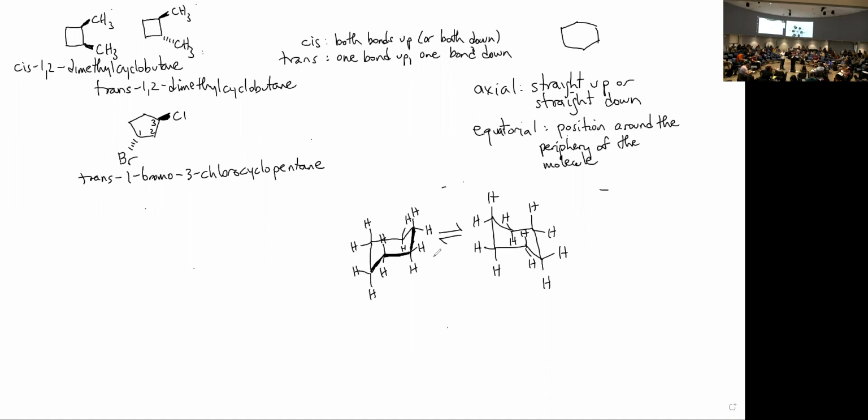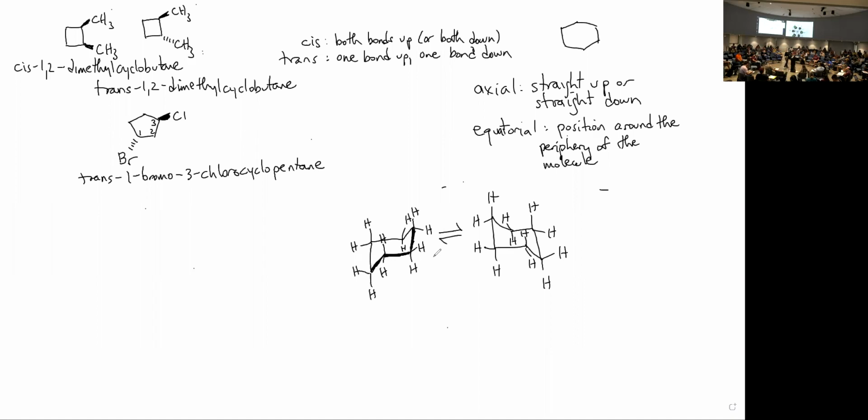And as you can imagine, since they're of the same energy, another way of saying that is to say that the equilibrium constant is 1, right? There's a 1-to-1 ratio of one to the other. So there's no particular favoring of one of those chair conformations over the other. And that ring flip interconversion, as it's called, is pretty rapid at room temperature in a sample of cyclohexane.